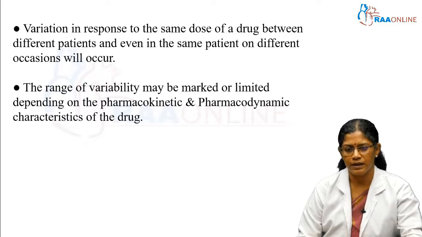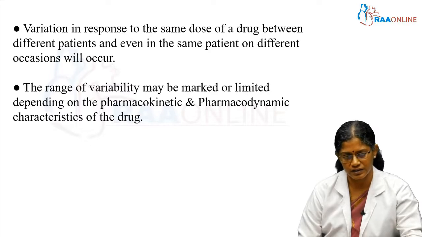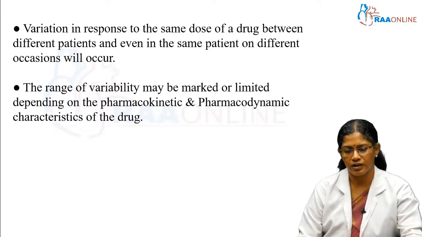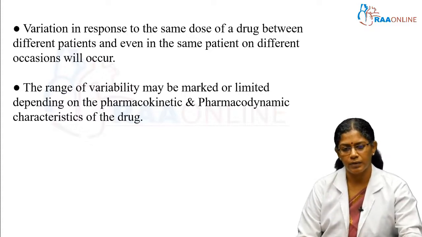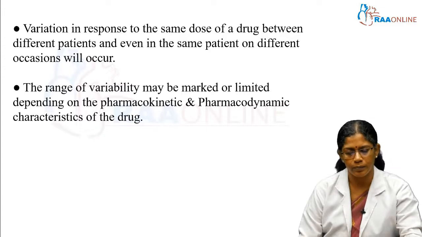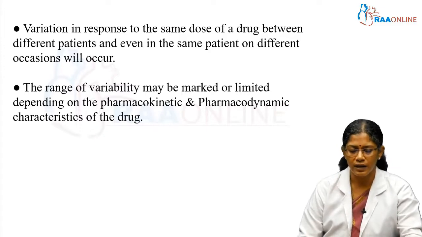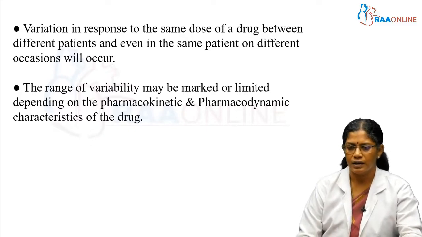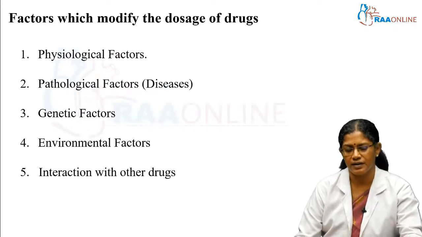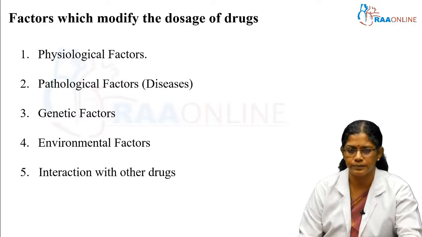The range of variability may be marked or limited, depending upon the pharmacokinetic and pharmacodynamic characteristics of the drug. So the variations in drug dosage occur mainly because of the pharmacokinetic as well as pharmacodynamic properties of the drug. Other than that, there are certain factors depending upon the patient which need dosage modification.